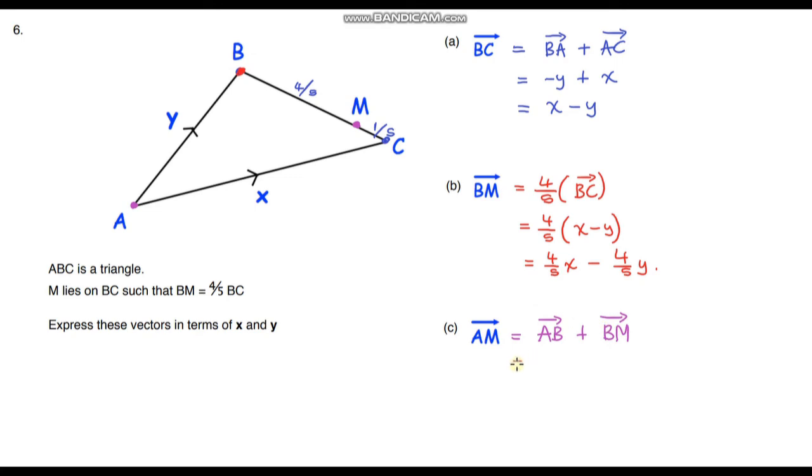So what is the vector AB? Well, that's nice and easy. That's just y. And now the vector BM, well, we've just worked that out. So we're just going to add on 4/5 x minus 4/5 y. And now we can simplify this. So y minus 4/5 y, well, that's going to be 1/5 y. So we're going to have 1/5 y, and then plus 4/5 x.